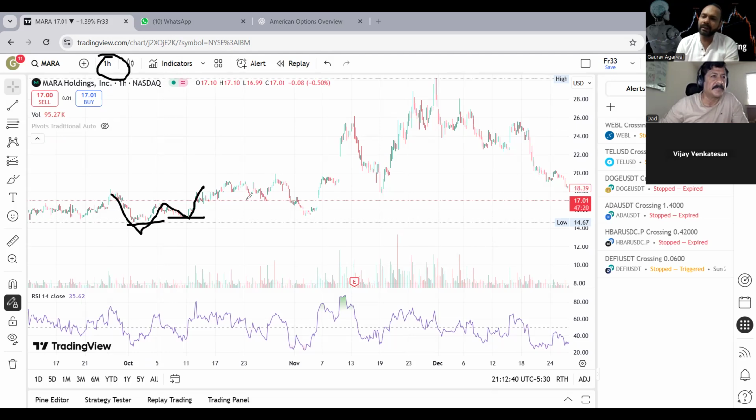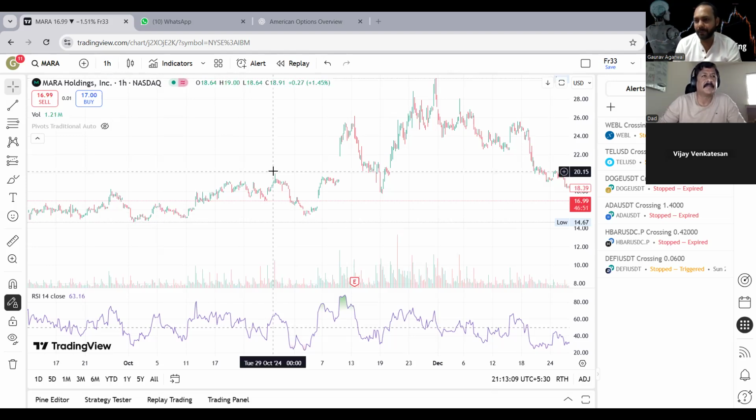See, if you are taking a 1 hour chart, you have to wait for only small profits. But if you are taking a 1 day chart, you may wait for more profits, because one candle is of 1 day time. One candle is of 1 hour only, right? So the time frame is less, and time frame less means profit is also less. Time frame more means profit may also be more. So okay, this is clear, W and M patterns.